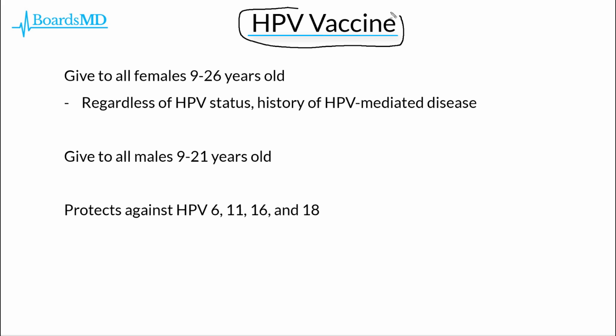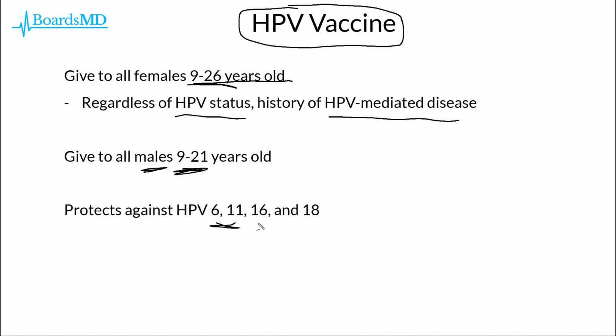Another topic related to this that frequently shows up on the USMLE and shelf examinations is the HPV vaccine. We should ultimately give the HPV vaccine to all females between the ages of 9 and 26 years old. This is the case regardless of the patient's HPV status or history of HPV-mediated disease. Additionally, we should give the HPV vaccine to all of our male patients who are between the ages of 9 and 21 years old. It is also important and high yield to recognize that this HPV vaccine protects against HPV subtypes 6 and 11, as well as high-risk subtypes 16 and 18.